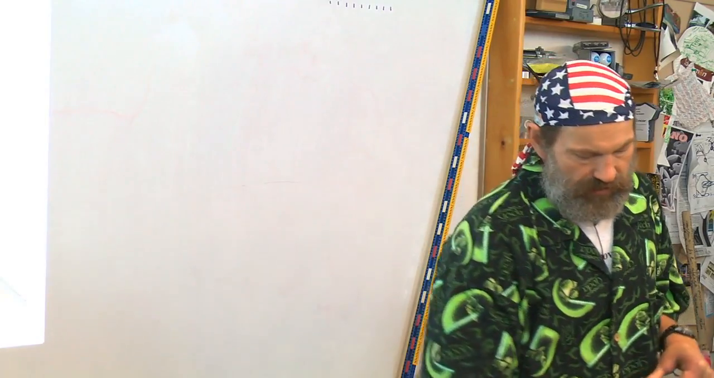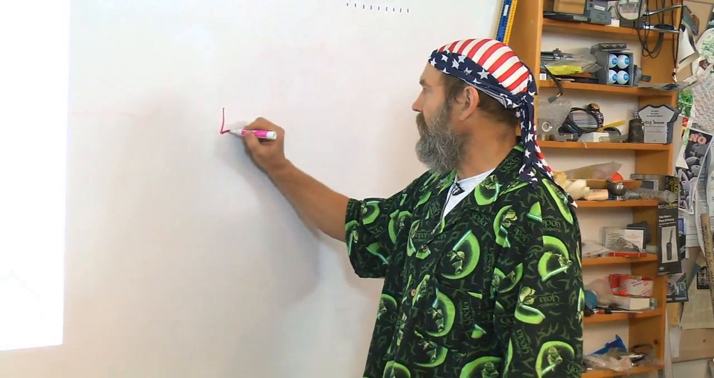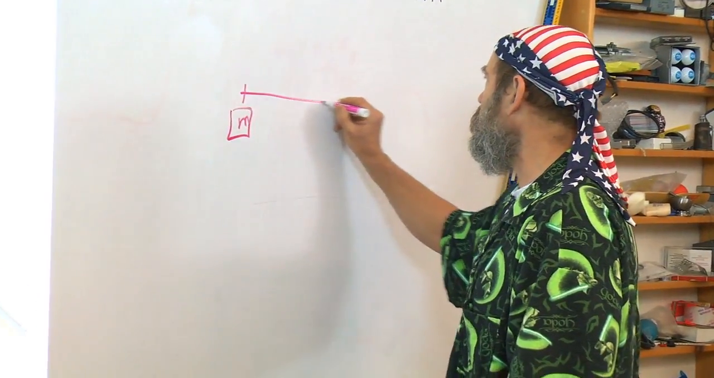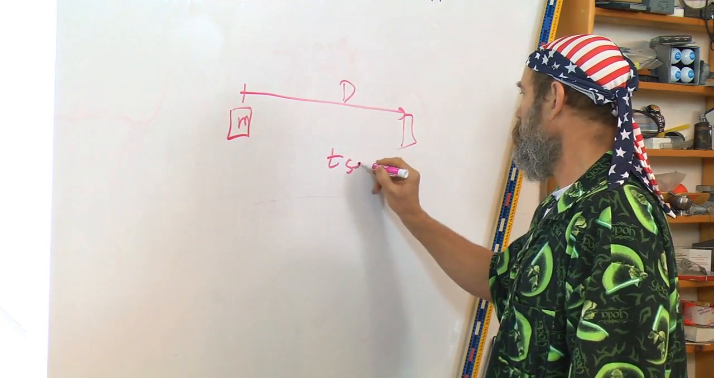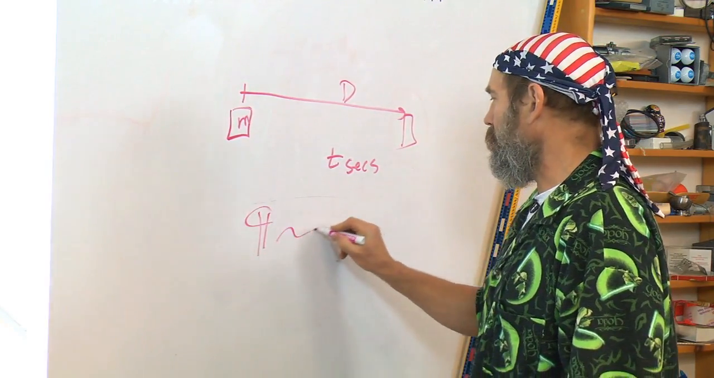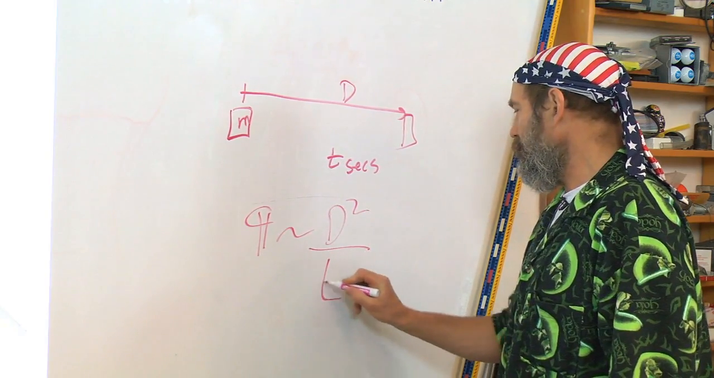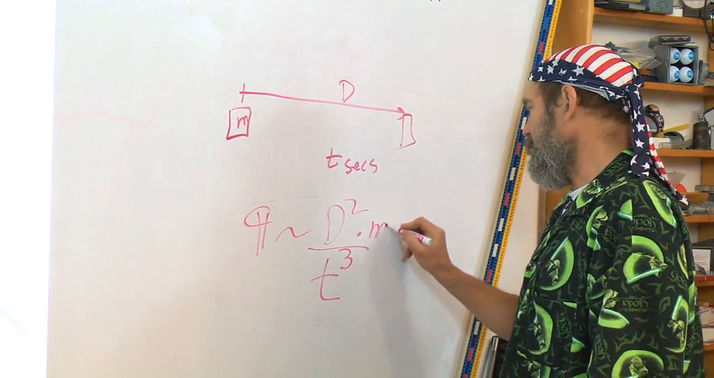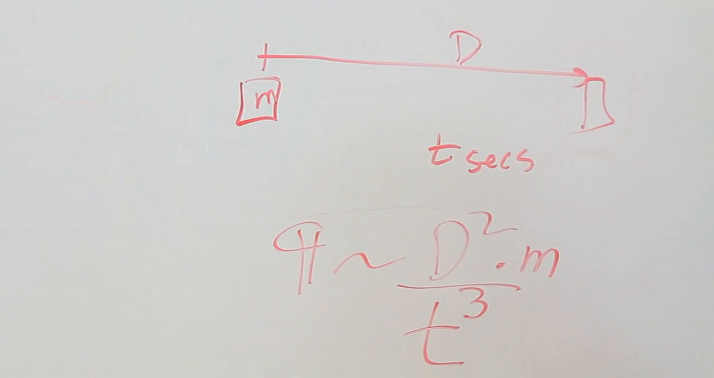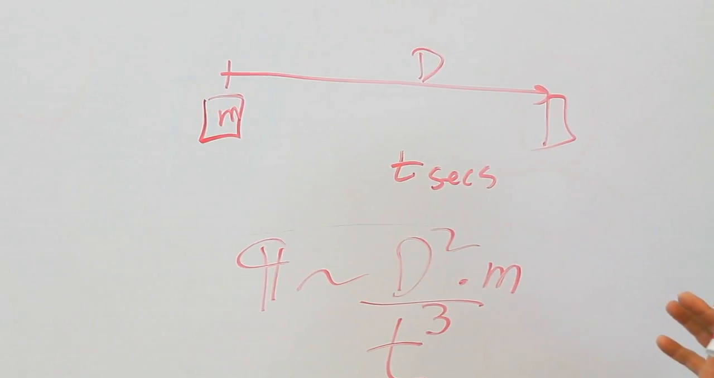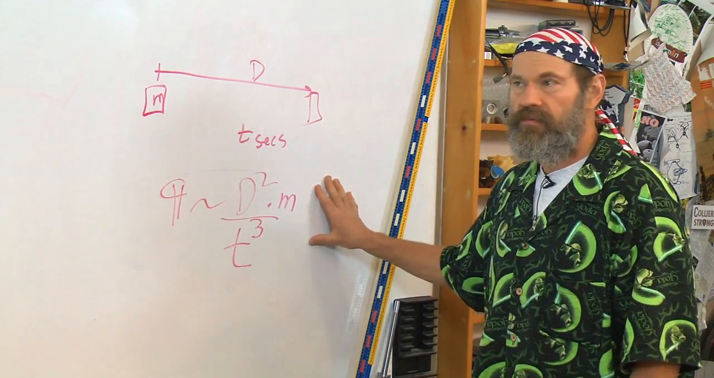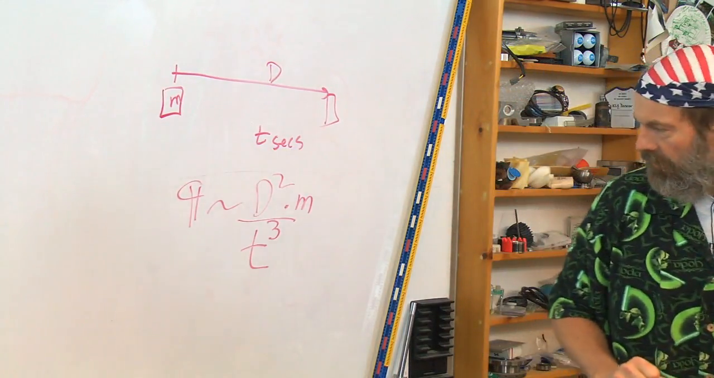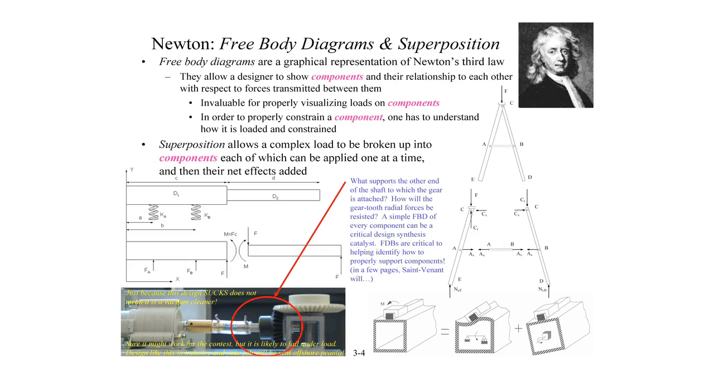Remember last time we showed how if I want to take a mass m and move some distance d in some time t, the power required to do so goes like the distance squared over the time cubed times the mass. Okay? So think about that. Where did this come from? Newton's laws.